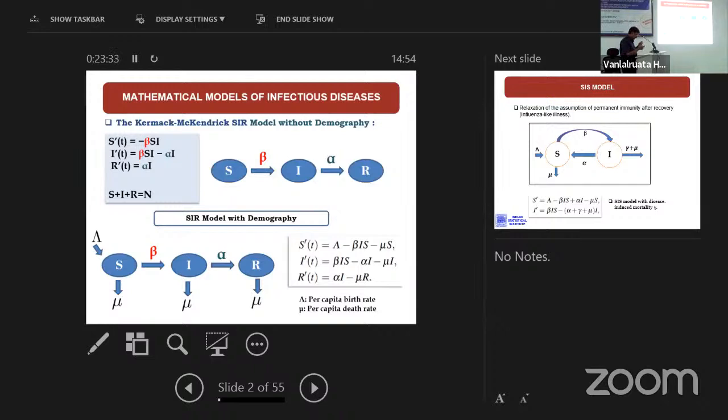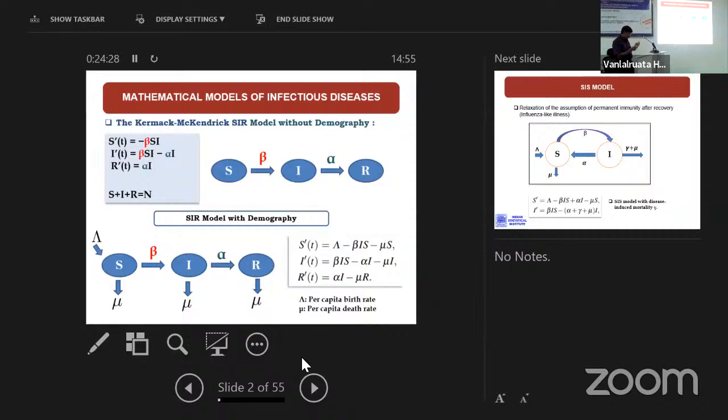At a rate gamma, this is the recruitment, and I have an increase of the S class. Similarly, at the rate beta, individuals move from the S population into the I population. S dash t is equal to mu minus beta IS. Then I dash t is equal to beta IS, and individuals move from the I class to the R class at rate alpha I, and this is the death rate, mu S, mu I and mu R.